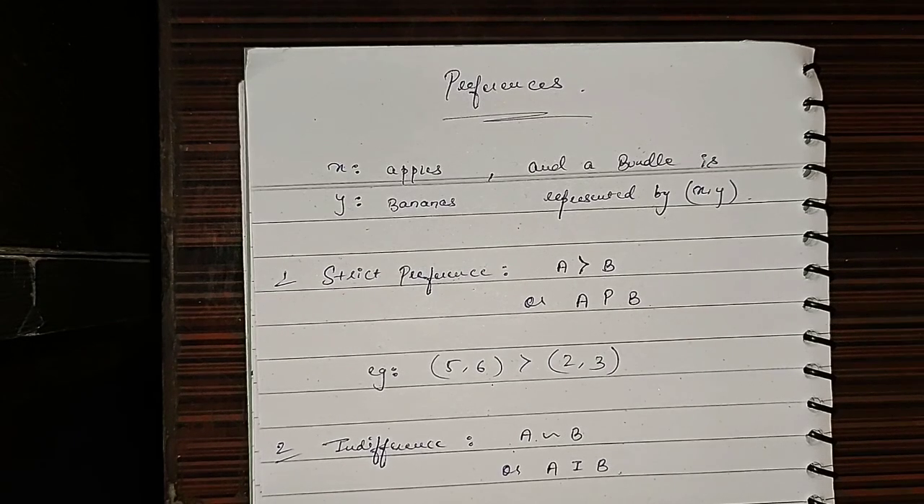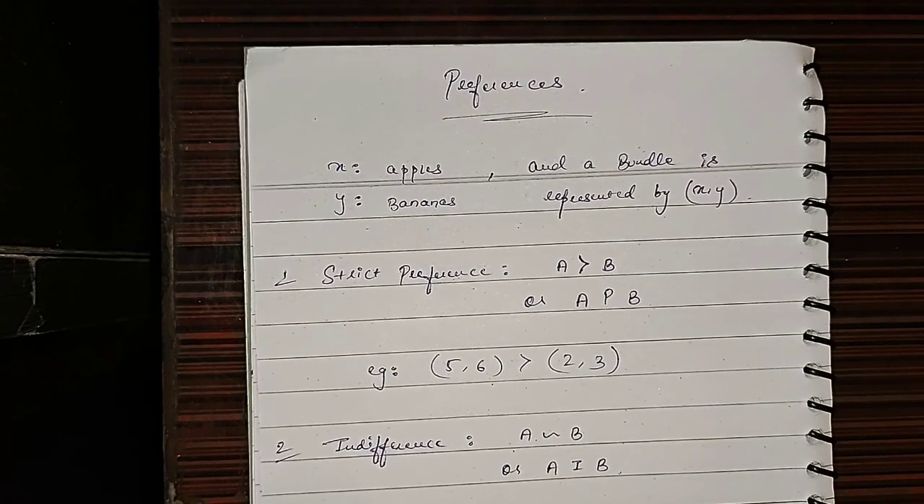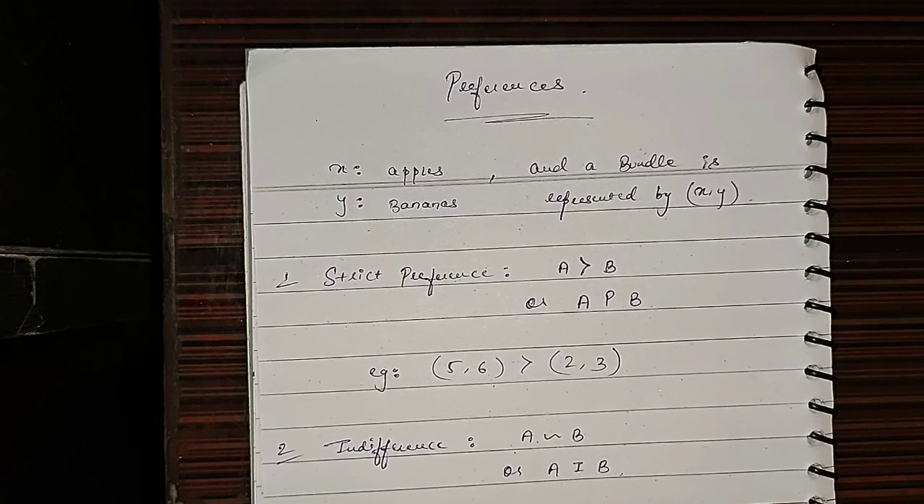Hey everyone, so today's video would be about preferences and axioms of rationality. Now, to start with preferences, in English we know that preference is liking of something, but in the field of economics we can define preferences as a consumer's willingness to buy something given his ability to buy it.